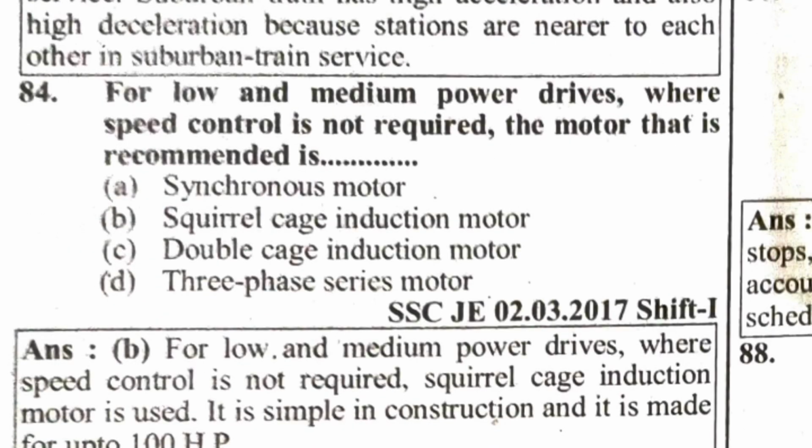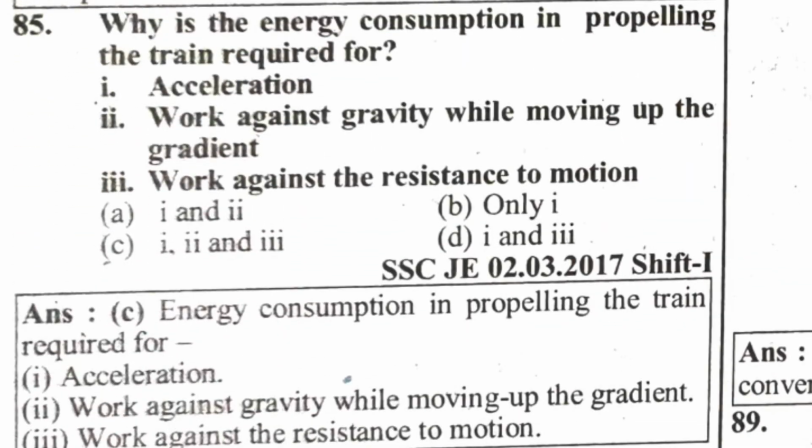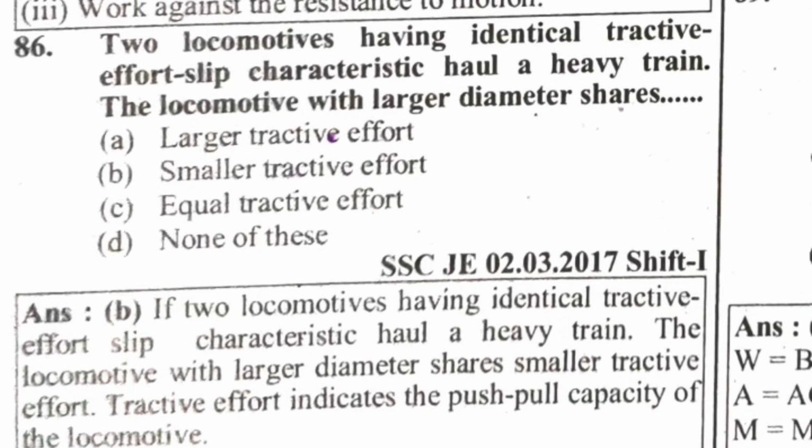For low and medium power drive, where speed control is not required, the motor that is recommended is squirrel cage induction motor. Why is the energy consumption in propelling the train required for acceleration, work against gravity while moving up the gradient, and work against the resistance to motion? Two locomotives having identical tractive effort slip characteristics haul a train. The locomotive with larger diameter shares smaller tractive effort.